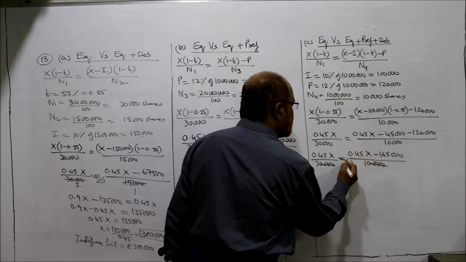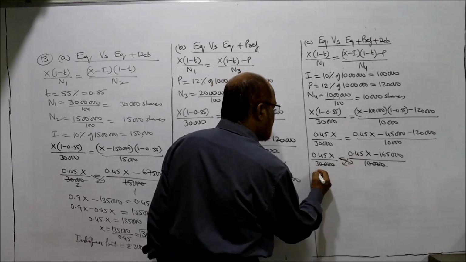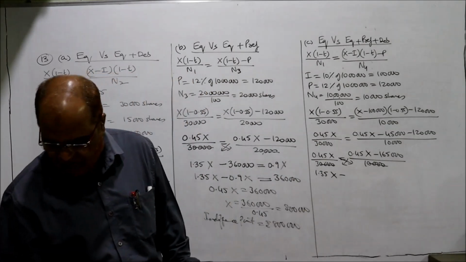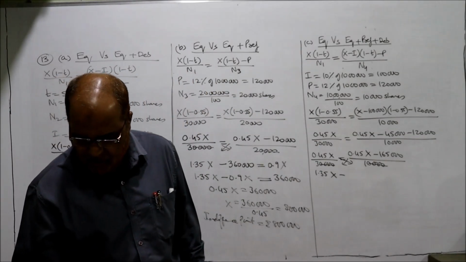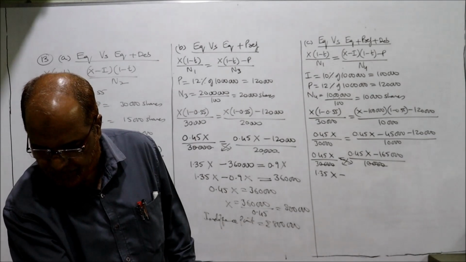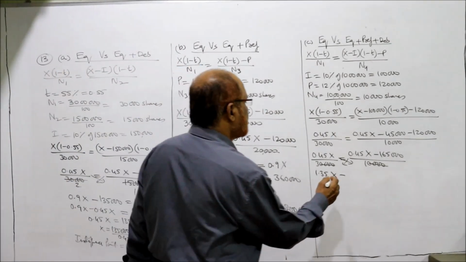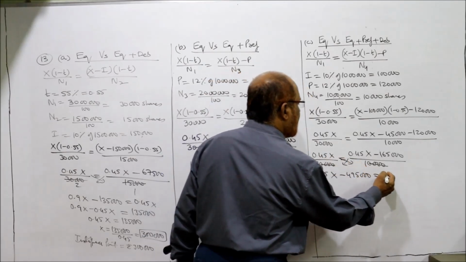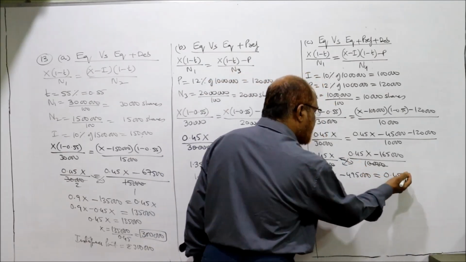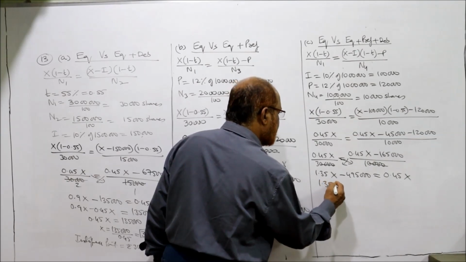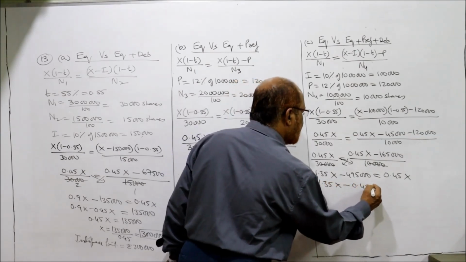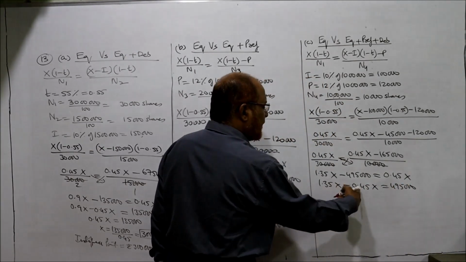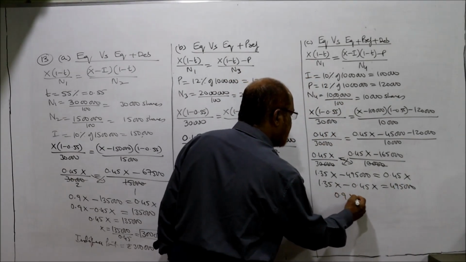Now we can make cross multiplication. 3 into 0.45 is 1.35x, minus 3 into 1,65,000, which is 4,95,000, is equal to 1 into 0.45, which is 0.45x. Bring 0.45x to LHS: minus 0.45x is equal to 4,95,000. So 1.35 minus 0.45 is 0.9x.